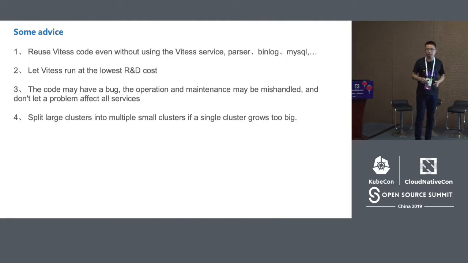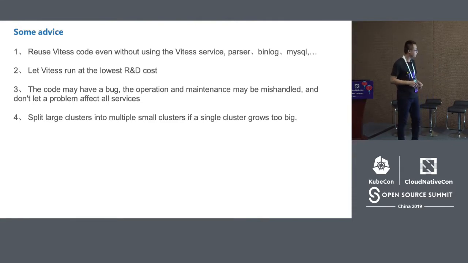Especially if the service is big, like hundreds of businesses are sharing the same module, then if one procedure is mishandled and it affects all the modules, it will be disastrous. Now, my fourth advice is to split large clusters into multiple small clusters. JD is using the largest Vitess cluster in the world. If you're working in advance or taking the lead, you will encounter problems that no one else has encountered. If you don't want to invest in R&D to solve the problems, you can split your large clusters into multiple smaller ones to avoid unexpected issues.